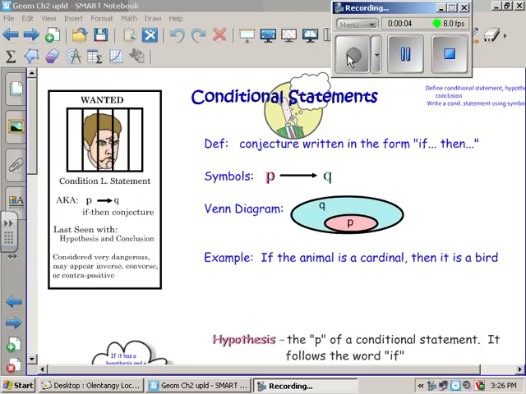Okay, so today we're going to talk about conditional statements. Conditional statements are a formal way of writing conjectures. It's a little easier actually because you're not just having to start from scratch. It's in a format, so when you're writing a conjecture, you have a guide to use.